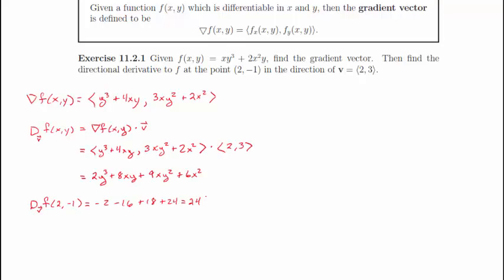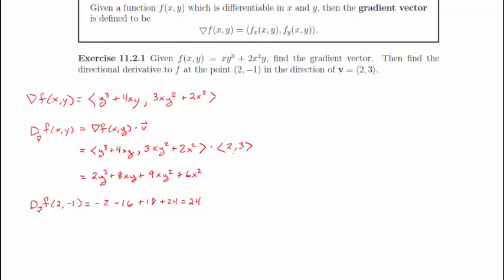And we're back. Working through this, I'm going to start by finding the gradient vector function. The gradient of f of x comma y equals the vector y cubed plus 4xy comma 3xy squared plus 2x squared. So my directional derivative in the direction of v of f of x comma y equals the gradient of f dotted with the vector v. This equals the vector y cubed plus 4xy comma 3xy squared plus 2x squared dotted with (2, 3).